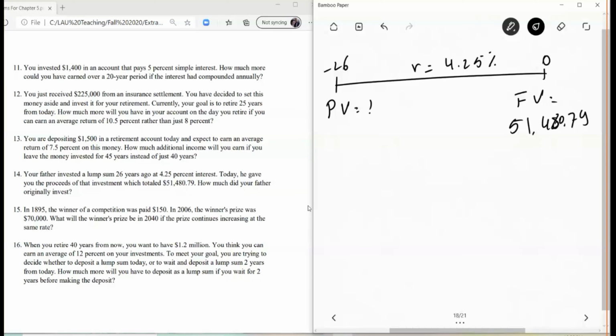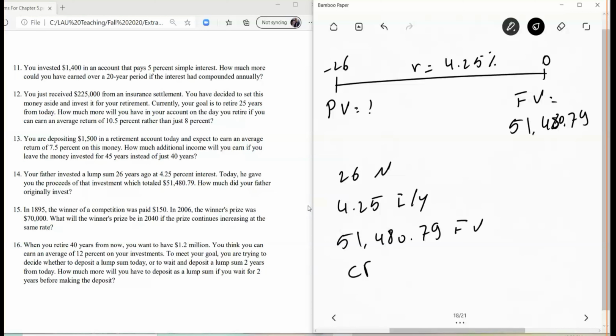So to find PV, I have 26 as N, 4.25 as IY, and 51,480.79 as FV. I compute PV, and the answer is 17,444.86.